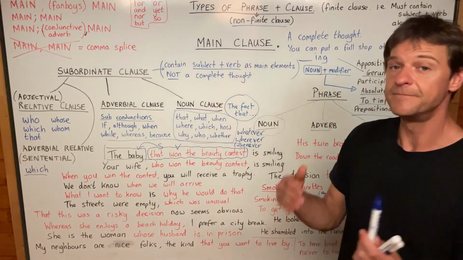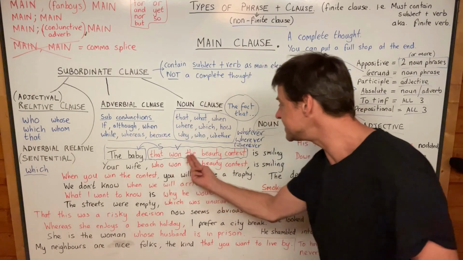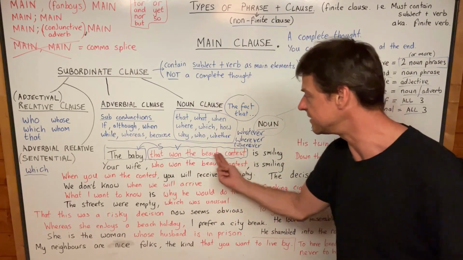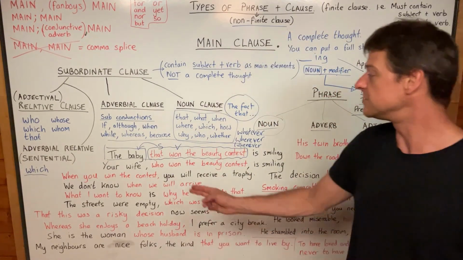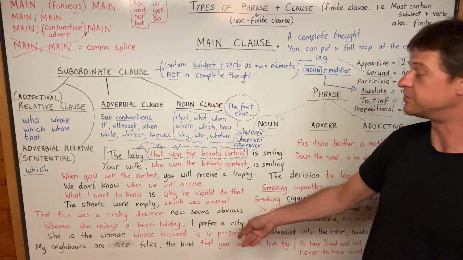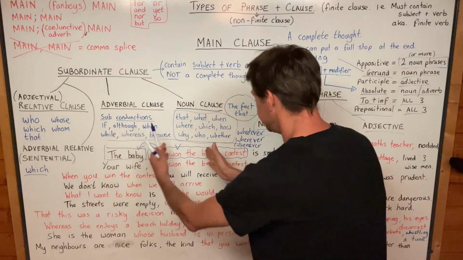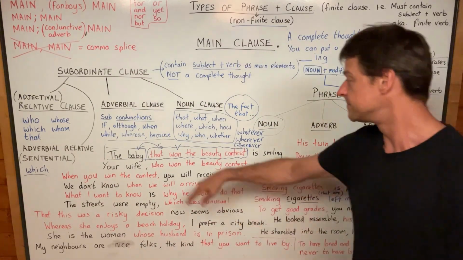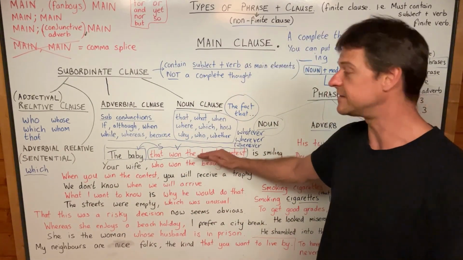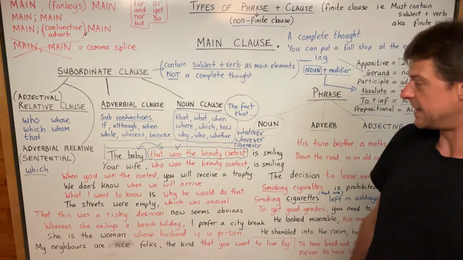That whole thing is a noun phrase with a relative clause inside it. Notice that the whole thing is the subject of is. We could say that the whole noun phrase is the subject of is, but there's a relative clause inside the noun phrase describing baby.